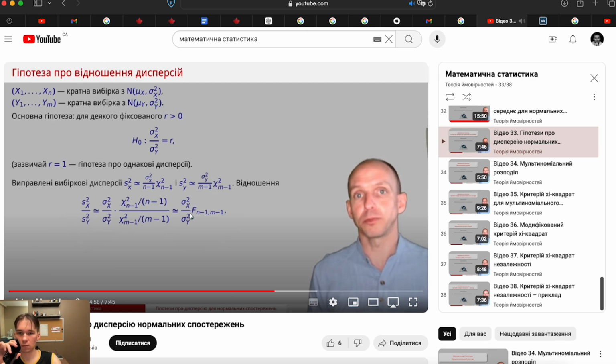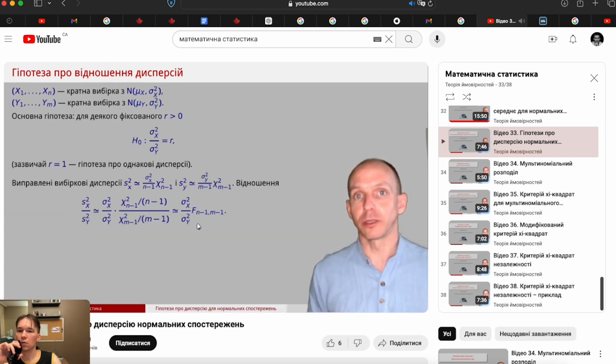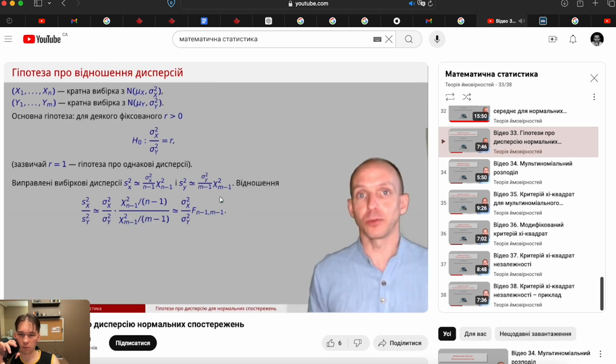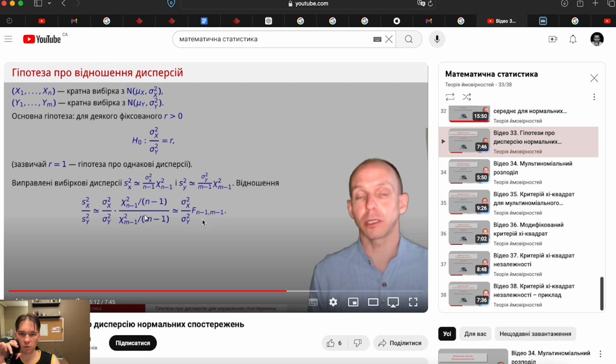Anyways, it has a Fisher distribution, right? With n minus 1 and n minus 1 degrees of freedom. Yeah, the Fisher distribution is just the distribution of the division of two independent chi-squared distributed variables.